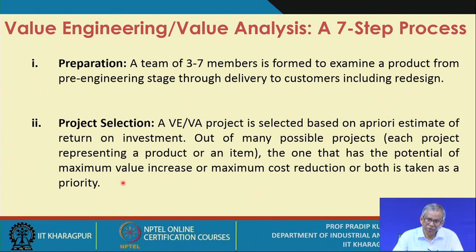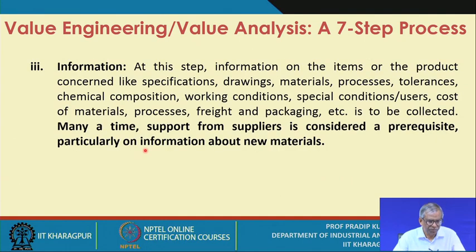So the second phase is very, very important. It may so happen that out of the 200 products or 200 items you are dealing with at this point in time, you select say 10 items as the possible candidates for the VE project or VA project. So this is called project selection.